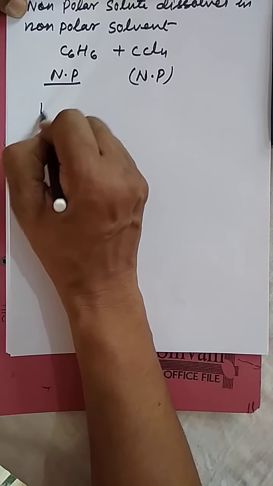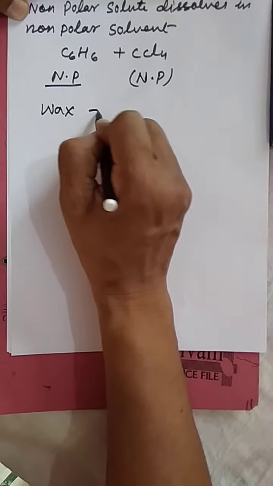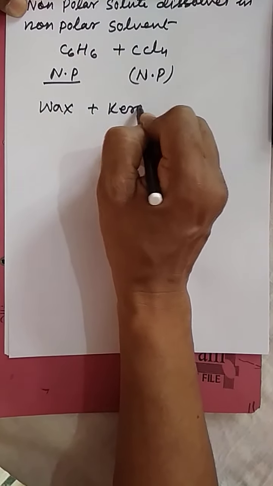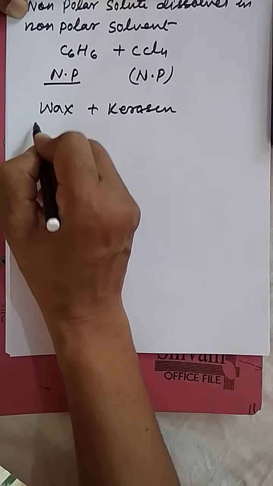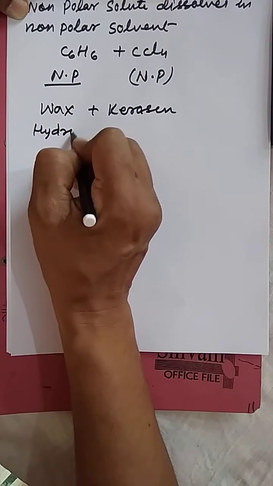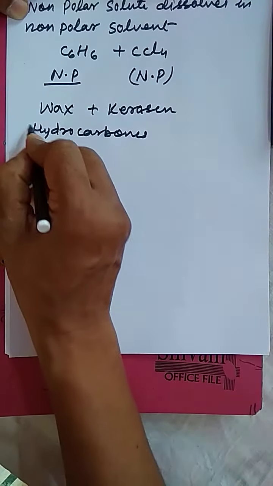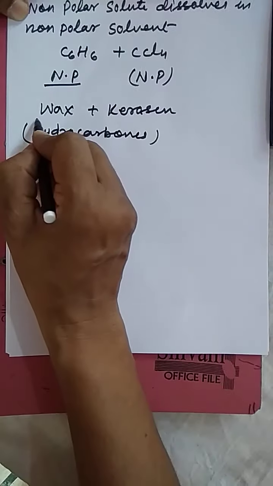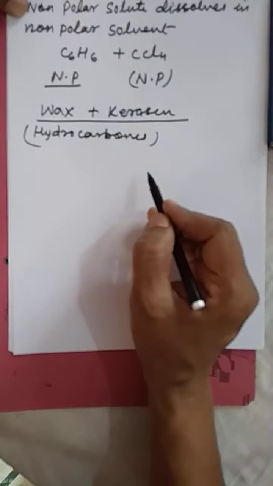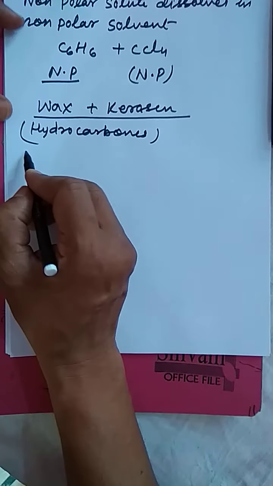Or you can say wax dissolves in kerosene. Both are hydrocarbons. This one is also a hydrocarbon, and kerosene is also a hydrocarbon. Both are non-polar. So they dissolve each other.